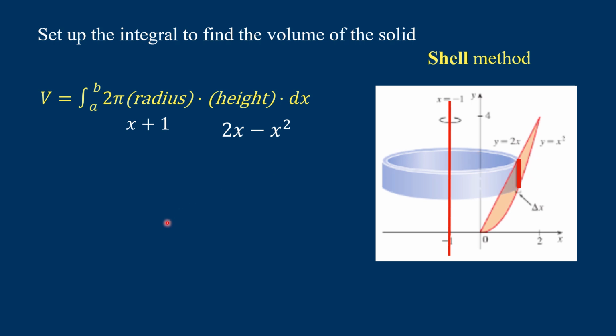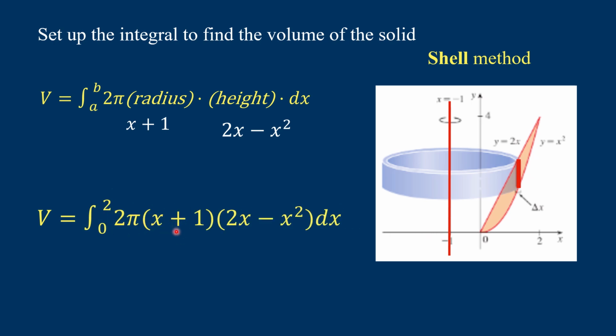So you set up the volume for this solid. V is the integral of x from 0 to 2, since the region goes from 0 to 2. So the integral from 0 to 2 of 2 pi times (x plus 1) times (2x minus x squared) dx. That's how to set up the integral for the volume using the shell method.